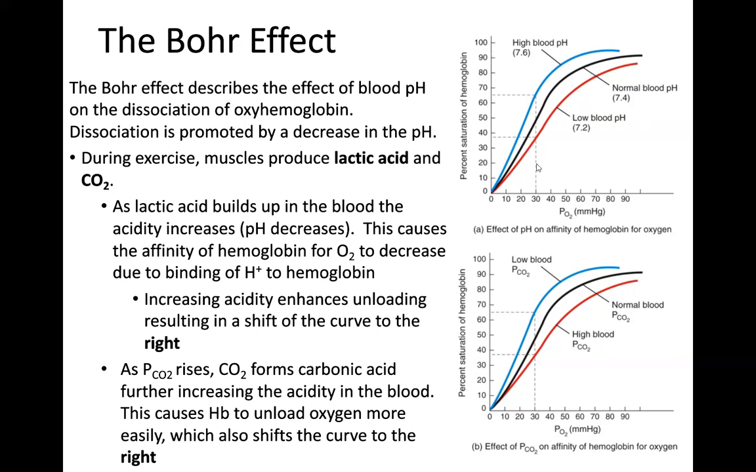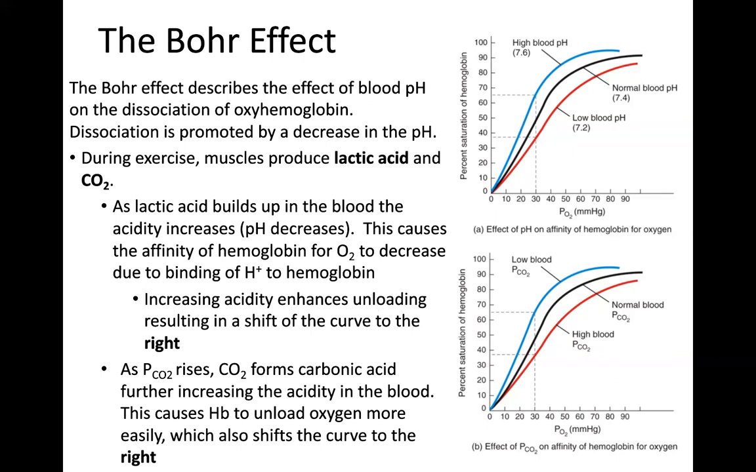Whereas if we draw the lines, and they've actually done it for us already, here at the PO2 of 30, we're unloaded down to 38%, whereas here in the black line, if we draw it over, it's about 50%. So we've unloaded more, we've loaded less, but the major takeaway is that we enhanced unloading. Okay, so that's one way to shift it.